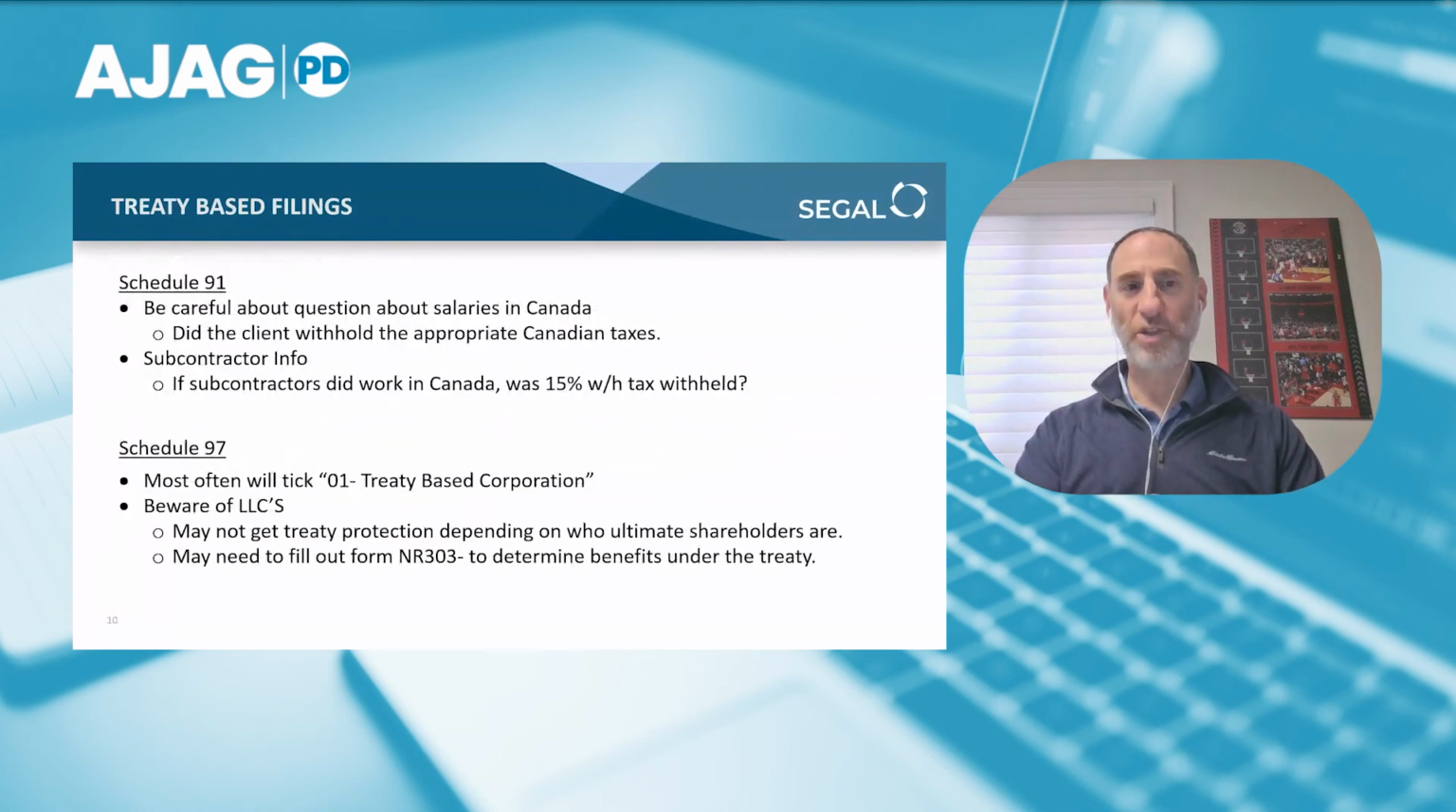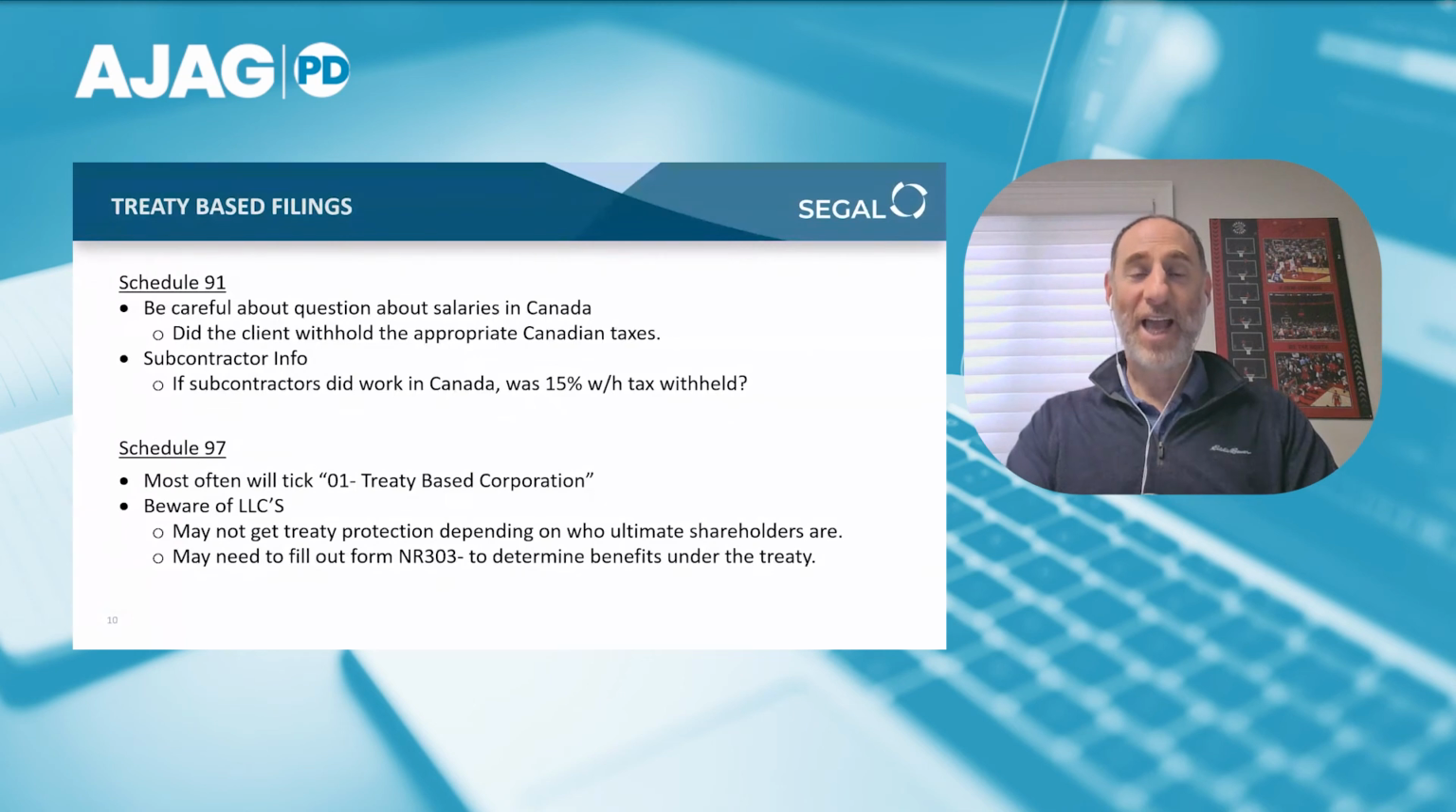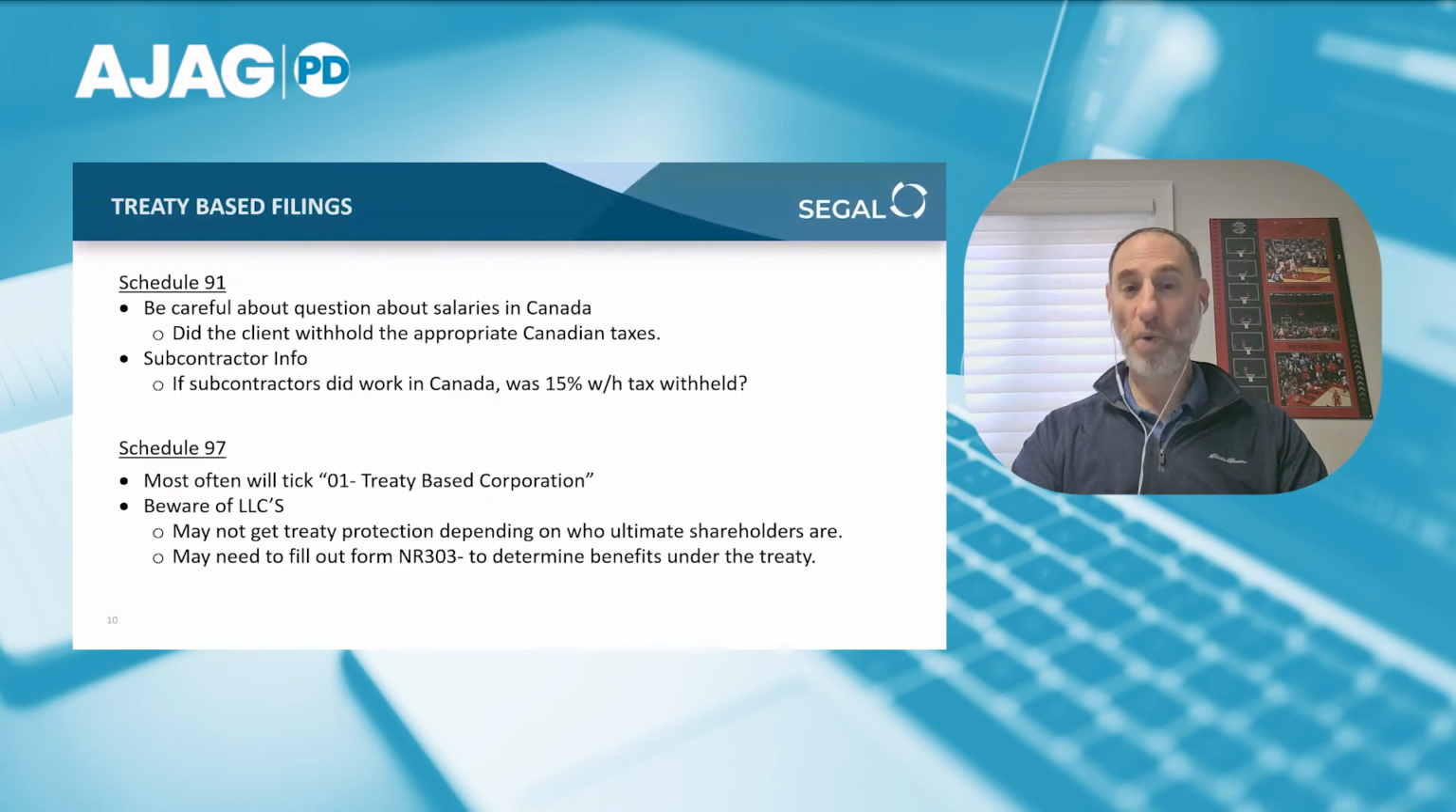If you are filling out Schedule 91, be very aware of the question about salaries in Canada. If the foreign company was paying salaries in Canada, whether to a Canadian employee or a U.S. employee, there's the issue of appropriate withholding taxes. We see this all the time. A U.S. employee comes to Canada, is here long enough that there should have been withholding taxes and there weren't. You have to answer the question truthfully, and it's very straightforward for CRA to say, hey, this company paid salaries. There's no T4, there's no NR4, there's no withholding taxes. Where is it?